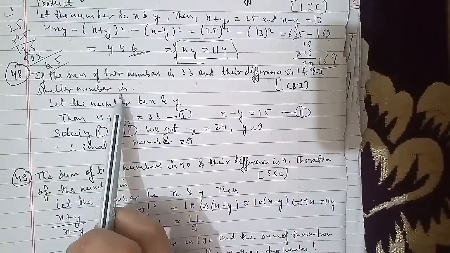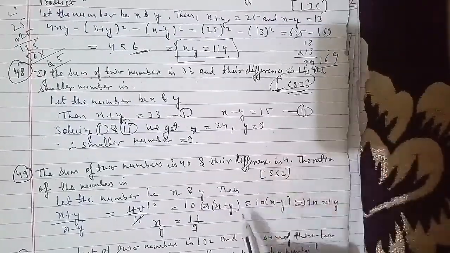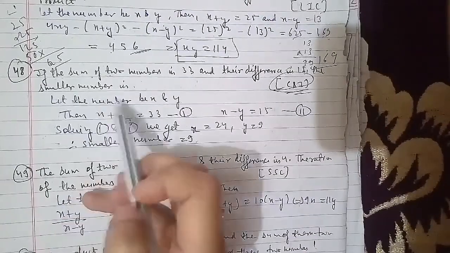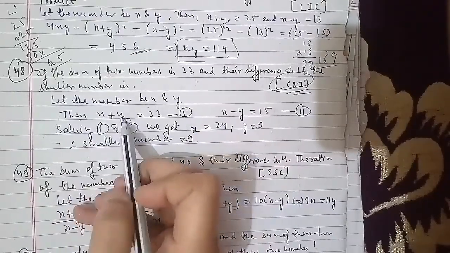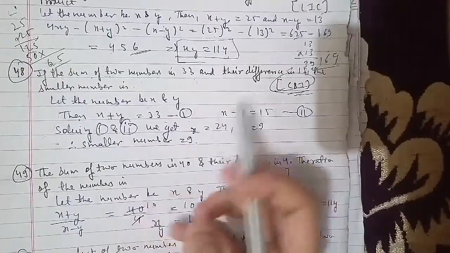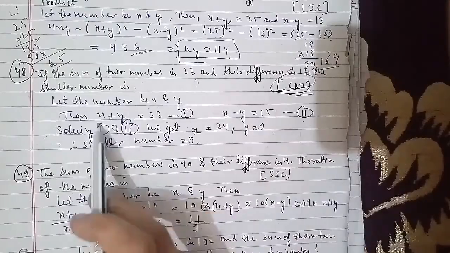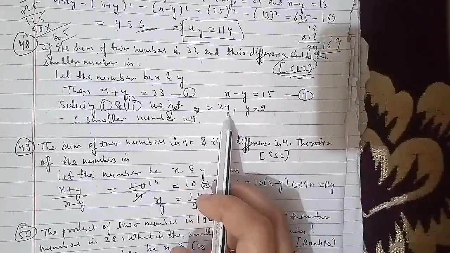So let the numbers be x and y. Then x plus y, the sum of the two numbers, is 33. This is the first equation. The difference x minus y is 15. That is the second equation. We will solve the first and second equations. What we get is x equals 24 and y equals 9. Now which of these is smaller? Of course it is 9. So the smaller number is 9. That will be the right answer for this question.